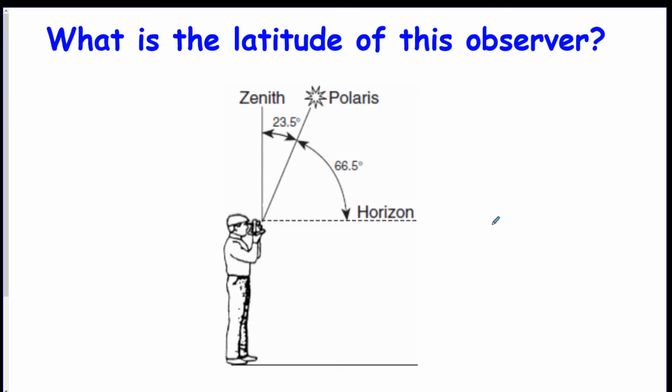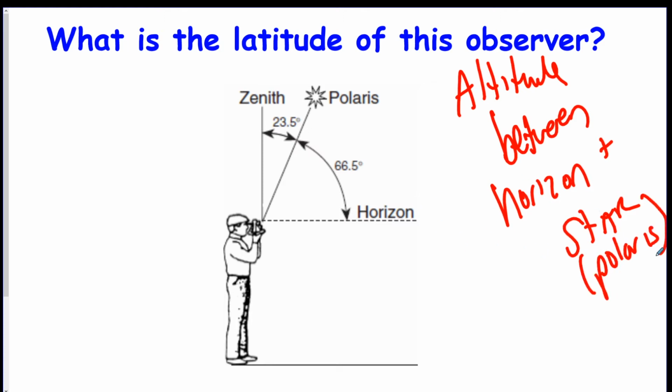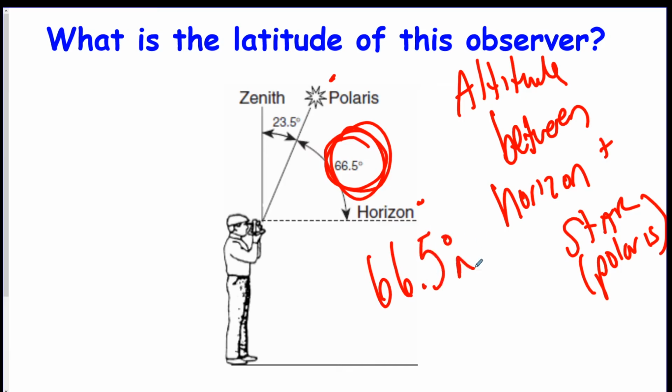So check it out. What is the latitude of the observer? It's always the altitude between the horizon and the star. So find the horizon and find the star. The star is Polaris. So here's the horizon. Here's Polaris. This is the number you want. So 66.5 degrees north. Remember, it's always north for the latitude of Polaris.